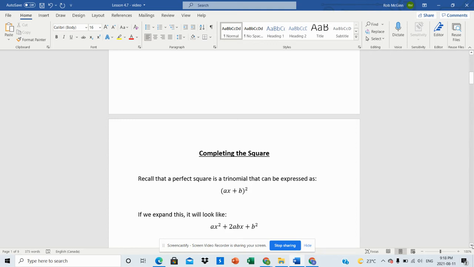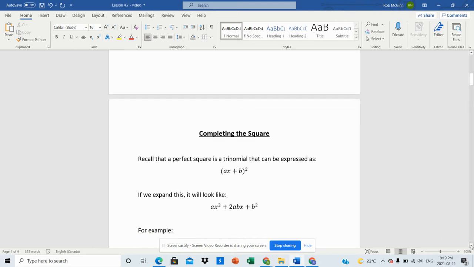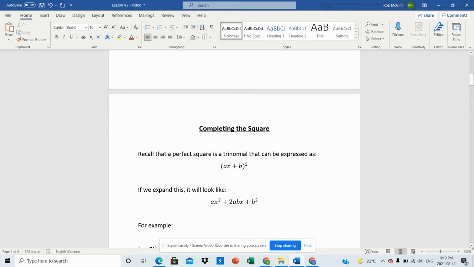Before we get into completing the square, we want to recall some stuff. So, recall that a perfect square is a trinomial that can be expressed as (ax + b) squared. So when we factor it, it'll become (ax + b) squared. If we expand this, so that's (ax + b) times (ax + b), and we've done that in a previous lesson, we'll get a squared x squared plus 2abx plus b squared. And we're going to use this concept to help us complete the square.